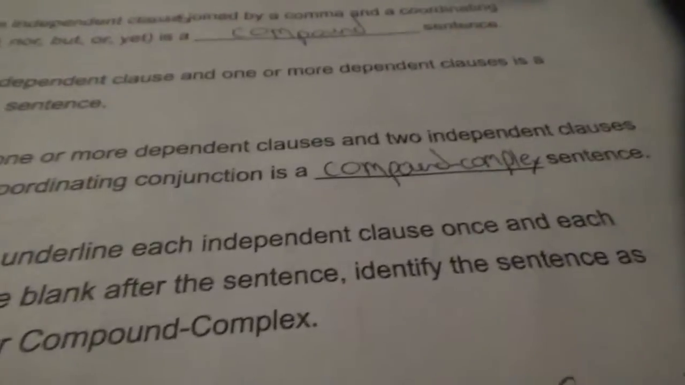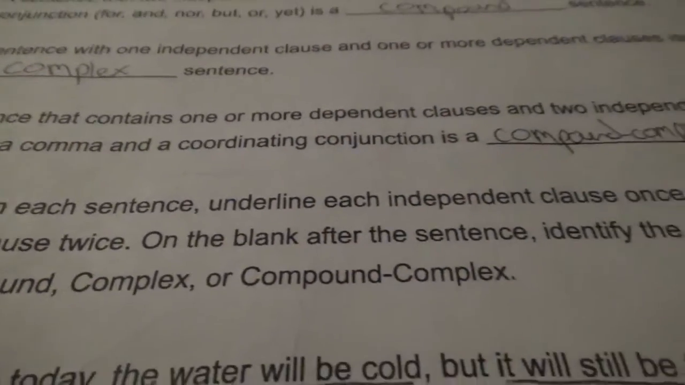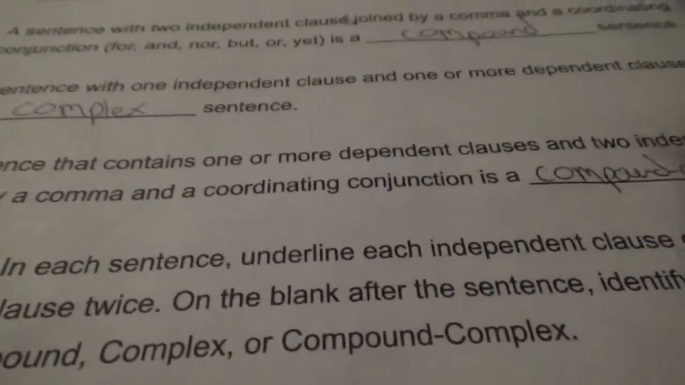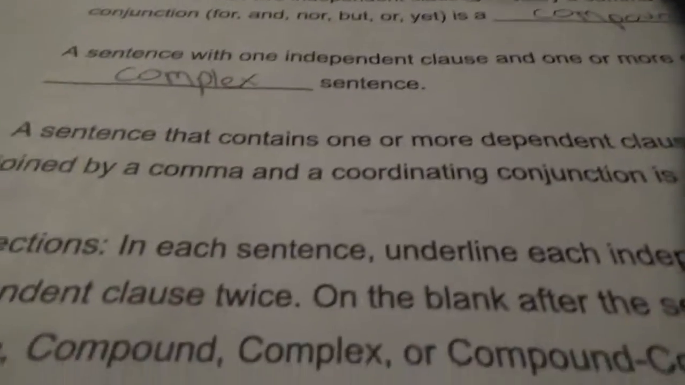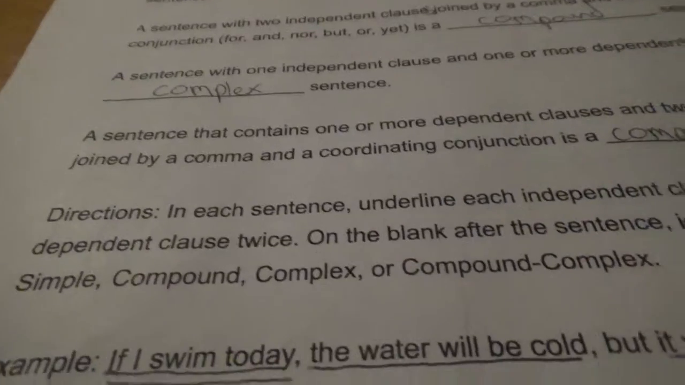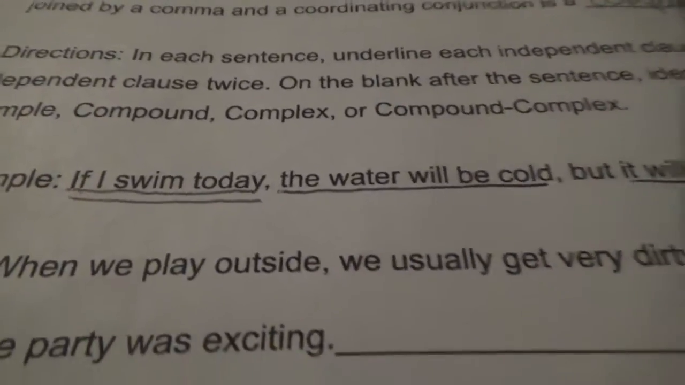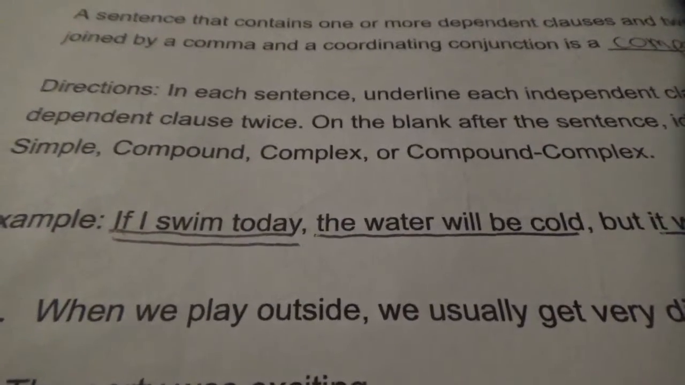In each sentence, underline each independent clause and each dependent clause twice. On the blank after the sentence, identify the sentence as simple, compound, complex, or compound complex. And you should have used the information above. All right, let's look at number 1. When we play outside, we usually get very dirty.